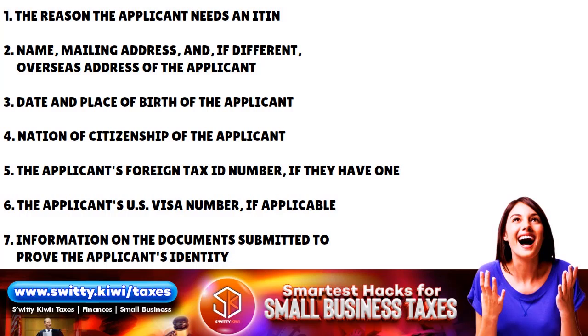So you can choose, you can actually select the right country where you're from, the applicant's foreign tax ID number, if you have one, and the applicant's U.S. visa number, if applicable. So if you're here in this country on a visa, you have to actually have the proper visa number, and also information on the documents submitted to prove your identity. So again, whether it is a passport or a driver's license or whatever you have. So it has to be valid though. It cannot be expired.